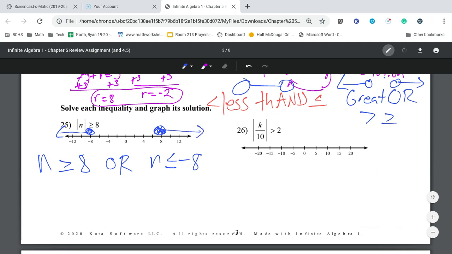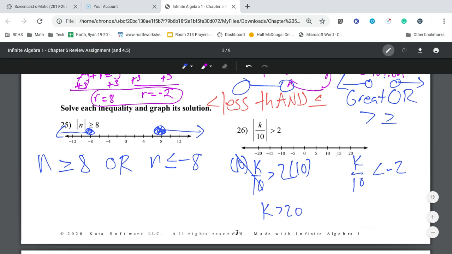Cool. Last one for the page. Absolute value by itself, yes. Is it? Technically, we should check to see if it's possible. All the inequalities are going to be possible. K over 10 greater than 2. K over 10 less than negative 2. Multiply by 10 on both sides. K is greater than 20. Multiply by 10 on both sides. K is less than negative 20.